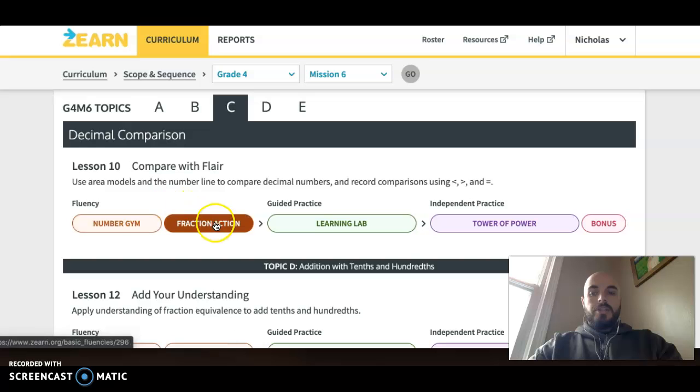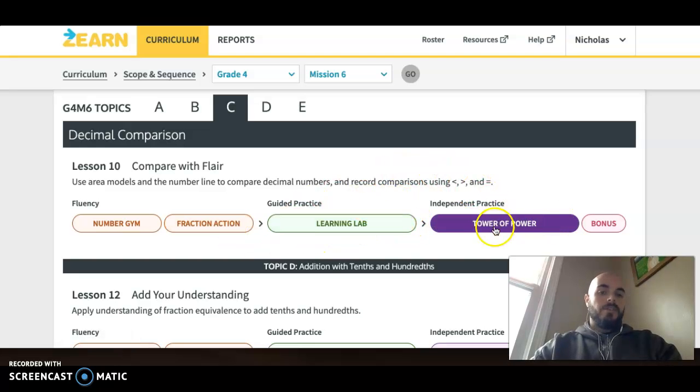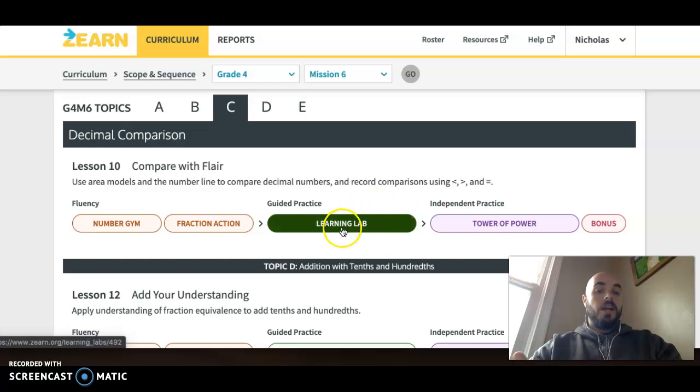We have our number gym and our fraction action just to do some fluency, and then to review our fractions, a very important component of this, as of course we are converting a lot from fractions to decimals, and understanding decimals is really foundational from understanding fractions. Then we have our guided practice, our learning lab, followed up by our tower of power. As always, if you get stuck on the tower of power, or you have any questions, or you need anything to complete it, all of that can be found in the guided practice prior to that.